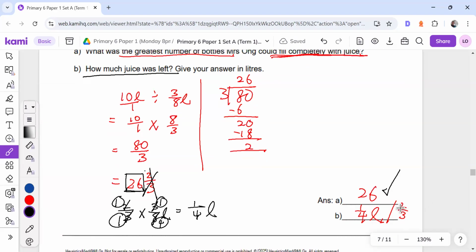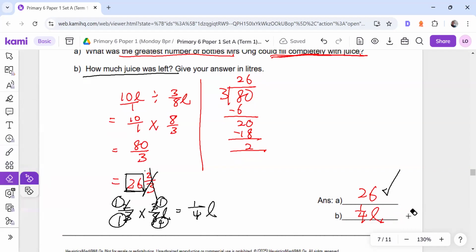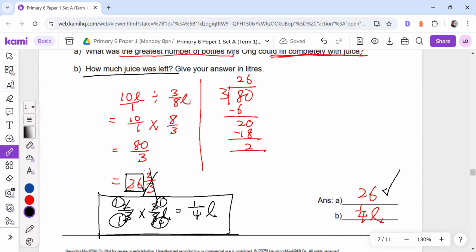1/4 liters. Okay, so your answer is 1/4. Do you understand? So there's a shortcut here. And those who get part B correct, do you use a shortcut? Or do you have something a bit more steps? If you have a bit more steps, you may want to think about this, which is the shortcut. More steps, more mistakes. Okay?